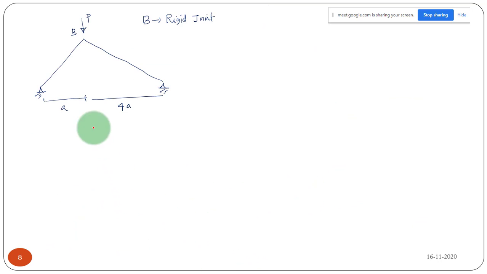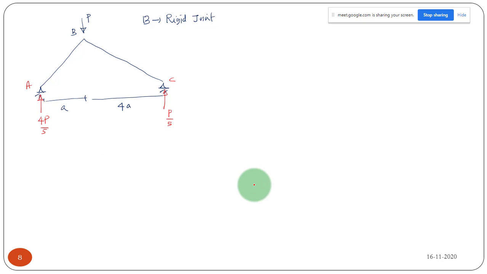Now you tell me, what will be the difference? If joint B is now a rigid joint, will there be any difference in the reaction value at joints A and C? Will the vertical reaction have any difference? No, sir, it will be the same. There won't be any difference at all. The span divides in the ratio 1:4, so the reactions are also 1:4: 4P by 5 and P by 5.